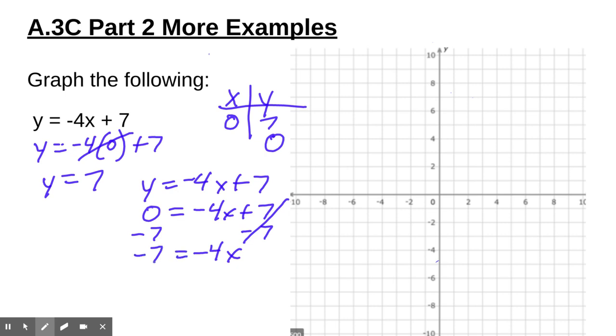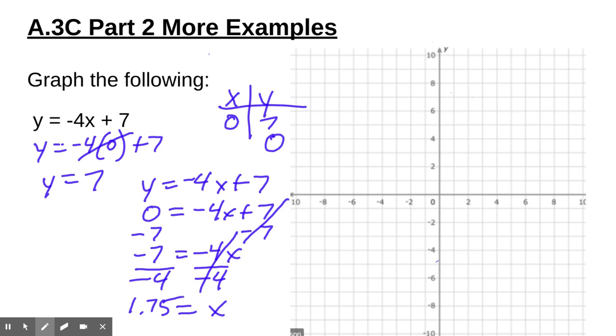We can divide both sides by negative 4, and that gives us x equals, let's see, what is 7 divided by 4 in the calculator? 7 divided by 4 equals 1.75. And a negative divided by a negative will give you a positive 1.75.